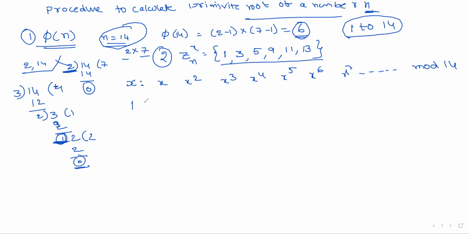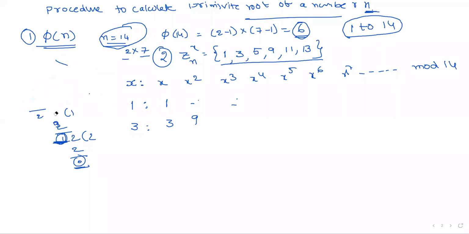For example, x is equal to 1. 1 mod 14 is 1. 1 square mod 14 is 1, and so on. That is repetition. Whenever there is repetition, simply stop. No need to write all these things. Suppose x is 3. 3 mod 14 is equal to 3. 3 square is 9, mod 14 is 9. 3 cube, in the sense, is 27.